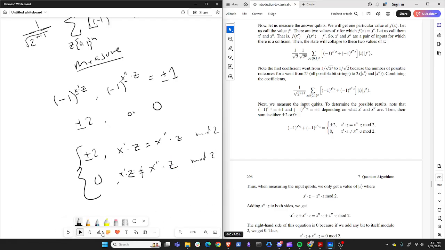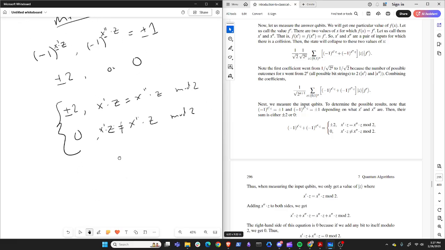So it works a lot like Deutsch's algorithm, right? If x prime dot z and x double prime dot z are not equal, then we get 0. If they are equal, we get 2. So that means that either we found a collision, we found a pair within our problem, or we have not found the two. What's going on here?